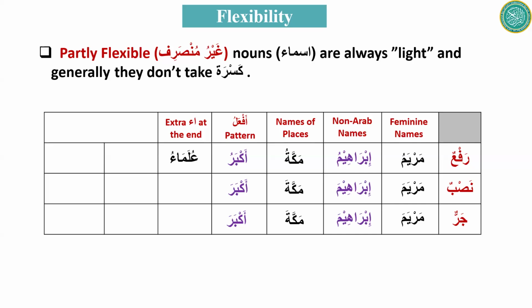So these kinds of words: ulama, shurafa, ghuraba. Ulama is the plural of alim. Alim is the one who is knowledgeable. So ulama'u, ulama'a, ulama'i. But remember, this has to be an extra. It should not be part of the root letters. If it's part of the root letter, then it won't be partly flexible.